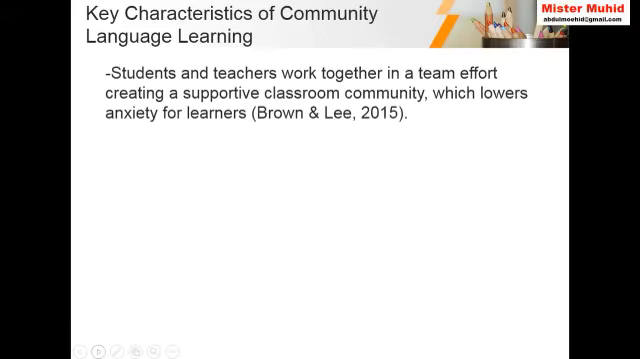So what are the key characteristics of CLL? Based on Brown and Lee, students and teachers work together in a team effort, creating a supportive classroom community which lowers anxiety for learners. Maybe for some learners, for the first time, they will be afraid to speak up. They will not be confident. They are not eager to speak up.